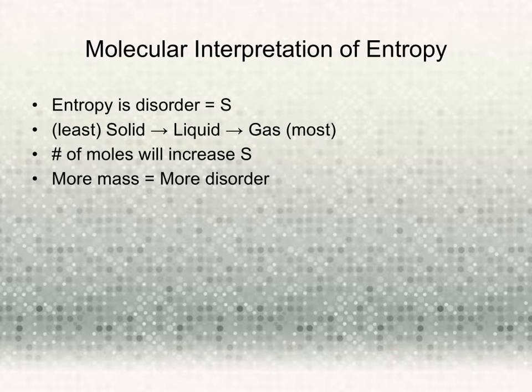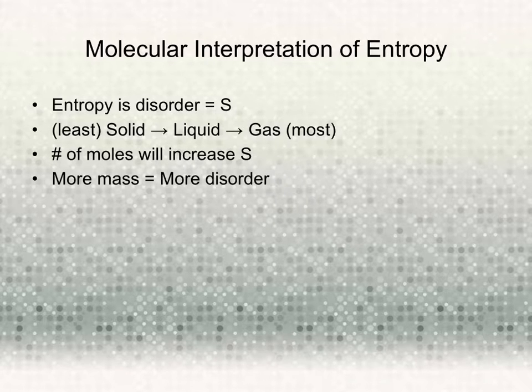Remember, entropy is talking about the amount of disorder or the disorganization, and solids are least disordered, so you'll have a smaller entropy value for solids, and it will increase through liquids and gas. Gases have the most disorder. They float around. They're the least organized in their molecular structure.